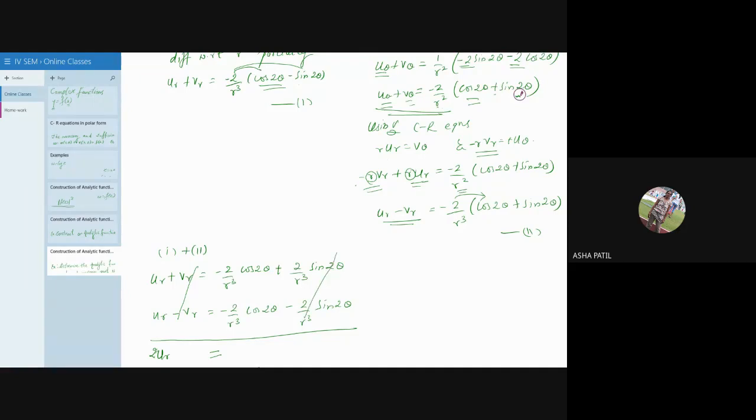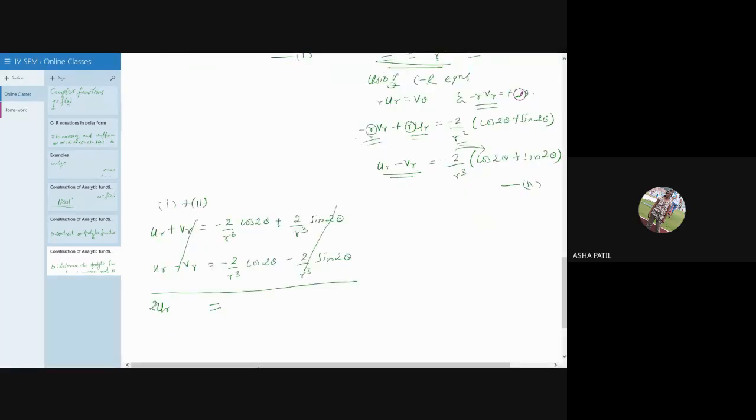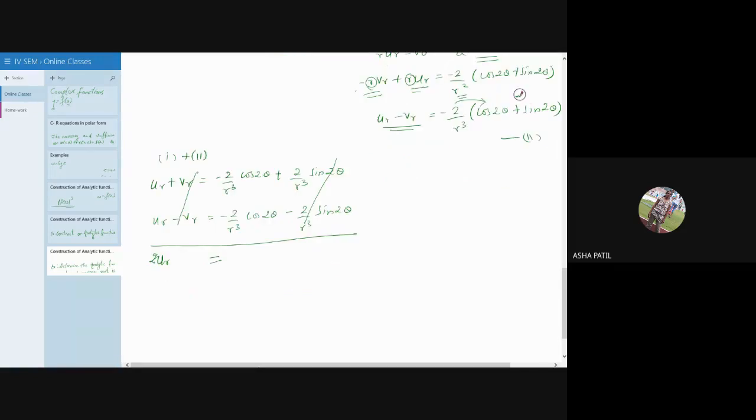So 2 times ur is equal to minus 2 by r cube cos 2 theta, again minus 2 by r cube cos 2 theta. That means 2 times of it, minus 4 by r cube cos 2 theta. Or we can write ur is equal to minus 2 by r cube cos 2 theta.